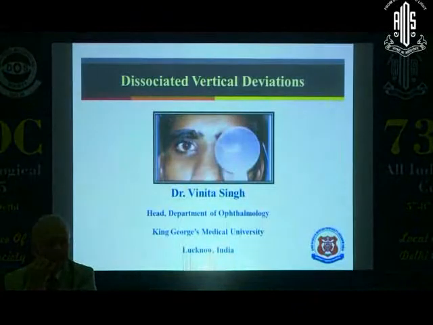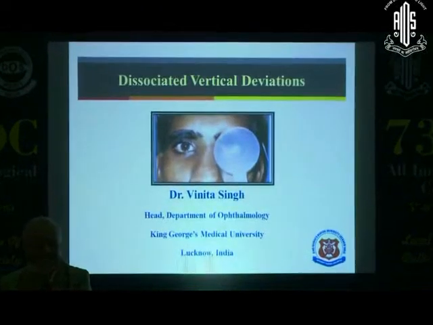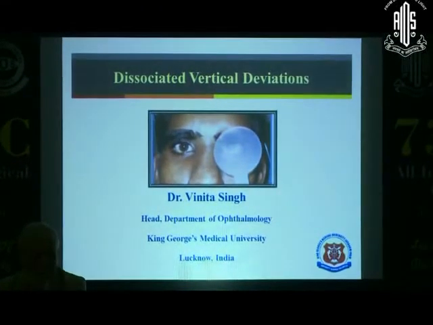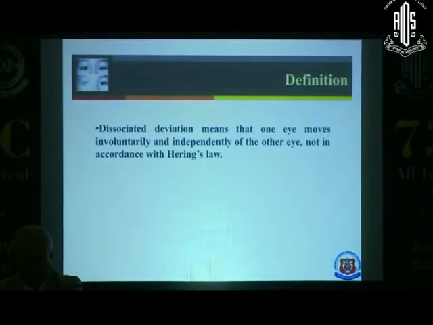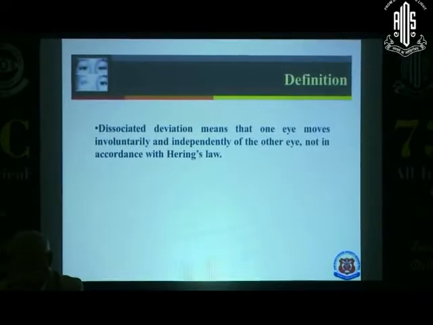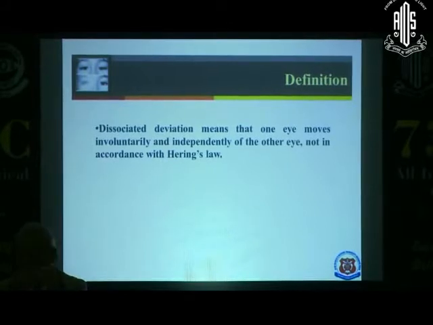Now, I would be talking about dissociated vertical deviations, and as the name suggests, it means that the deviation is dissociated. One eye moves involuntarily and independently of the other eye, which is not in accordance with Hering's law.